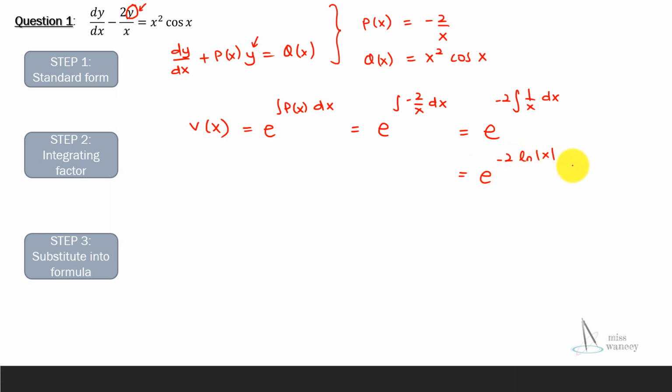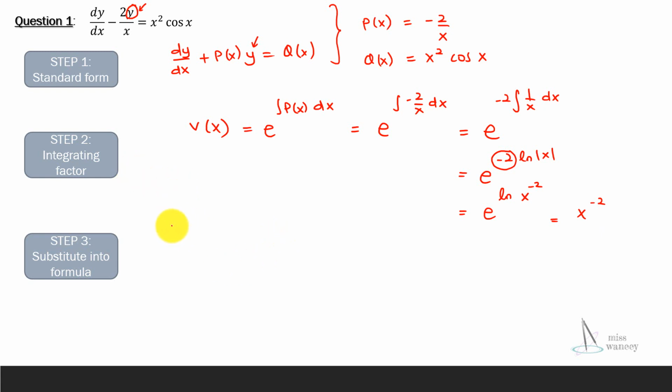Basically, we don't put plus c over here because we are going to integrate later on. So no c over here. Then you can simplify. But you have a number in front of the ln, so bring it up as the power before we simplify. So this is e to the power of ln x to the power of negative 2. Simplified, it will simply be x to the power of negative 2.